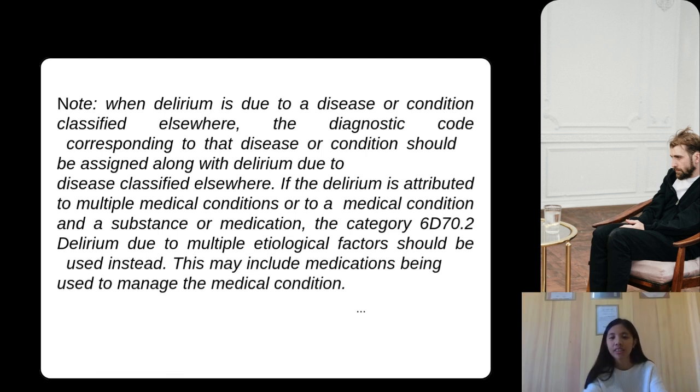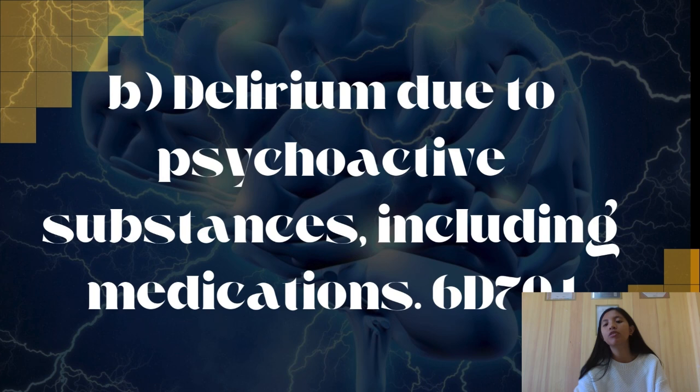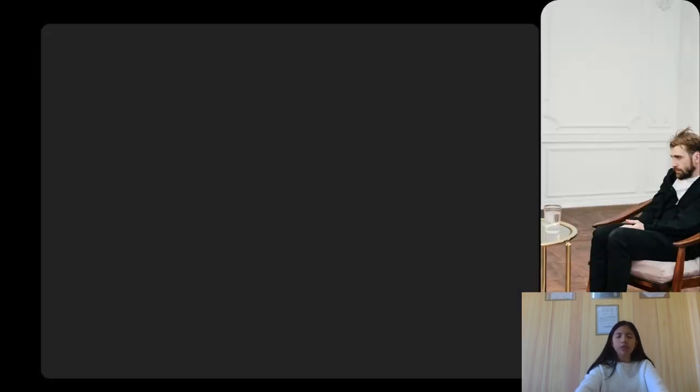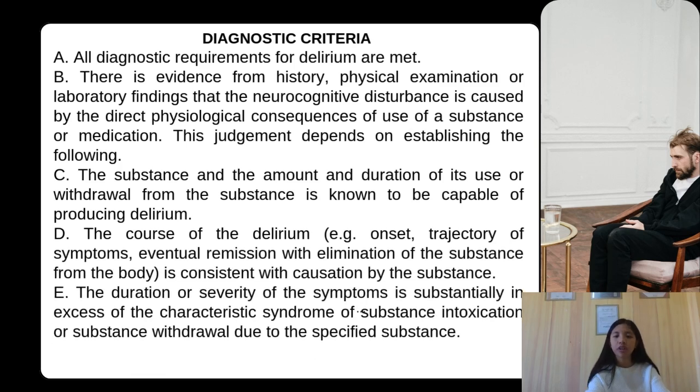Delirium due to psychoactive substances, including medications. So the ICD-11 code for this would be 6D70.1. So now, what are the diagnostic criteria under this subcategory? Letter A. All diagnostic requirements for delirium are met. Letter B. There is evidence from history, physical examination, or laboratory findings that the neurocognitive disturbance or the delirium is caused by the direct physiological consequences of use of a substance or medication.